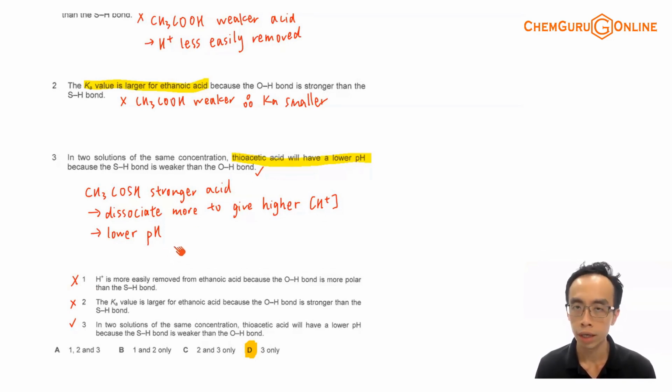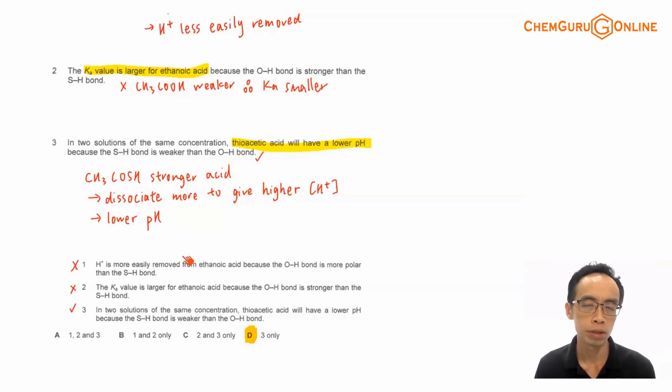So statement number 3 is valid. Statement number 3 is correct. So based on all my 3 statements, only number 3 is valid. Number 1 and number 2 are totally wrong. The answer to question 3 will be D.